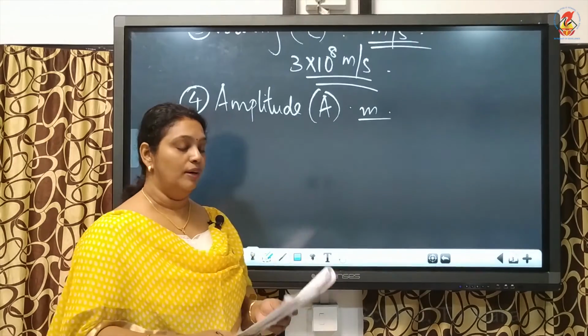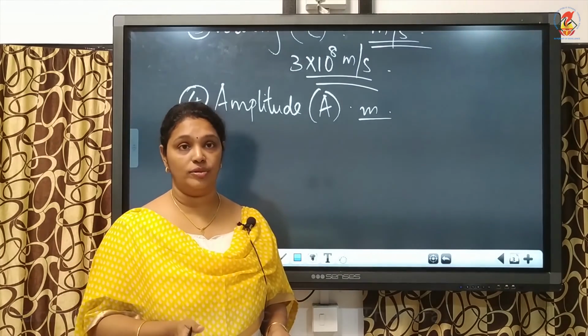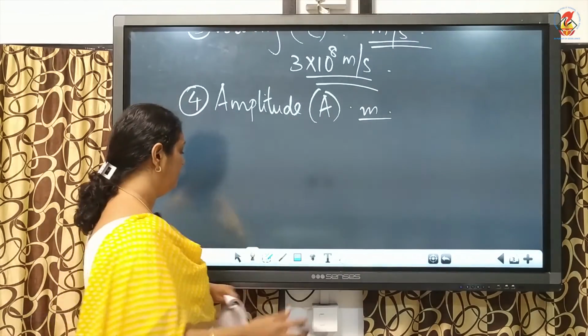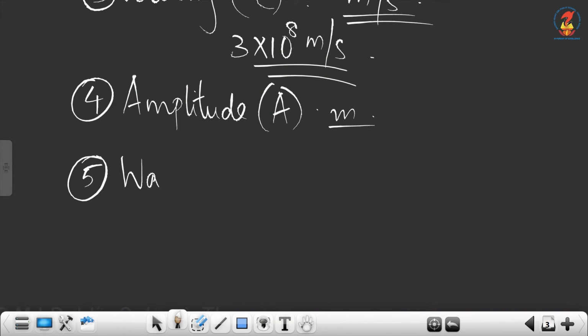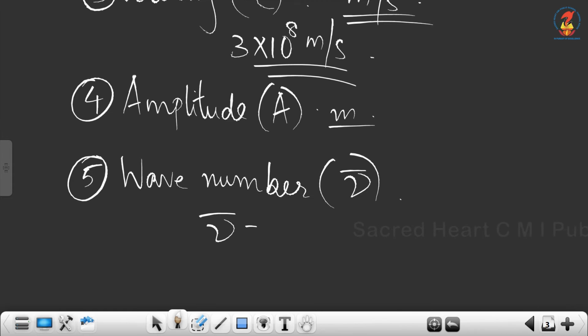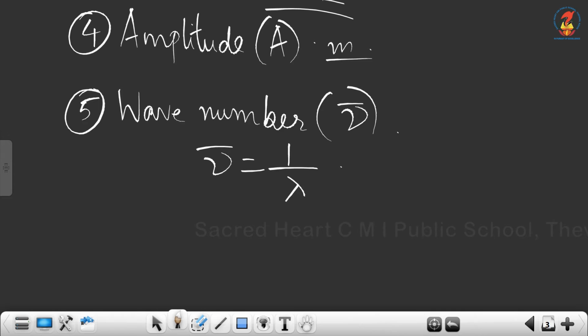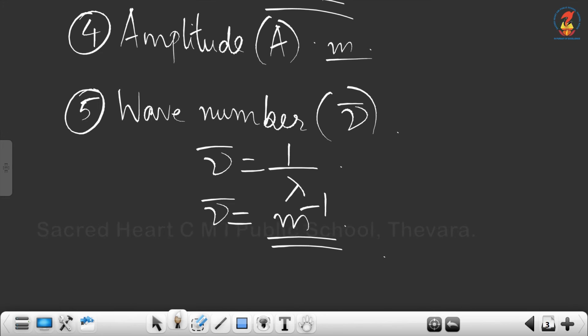Now, the last term that characterizes a wave is number 5, wave number, denoted by nu bar. Wave number is the reciprocal of wavelength, or it is the number of wavelengths per unit length. So we can say nu bar is equal to 1 by lambda, and the unit of lambda is meter, so the unit of wave number will be meter inverse.